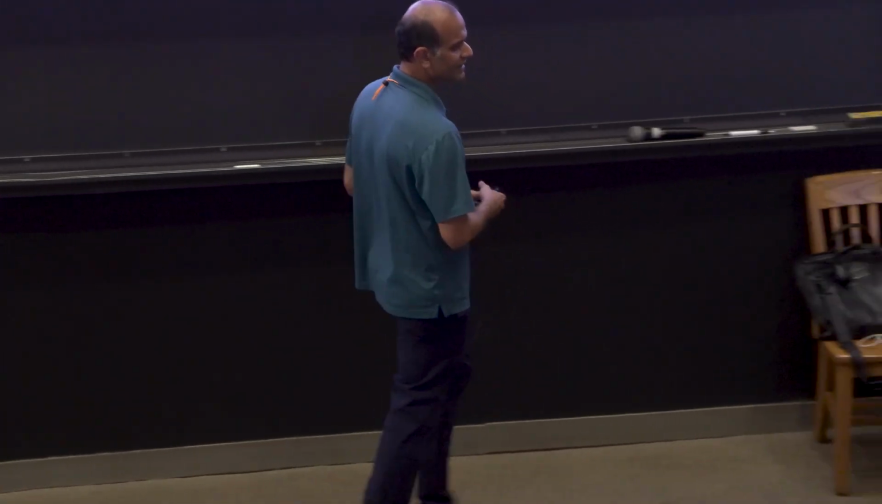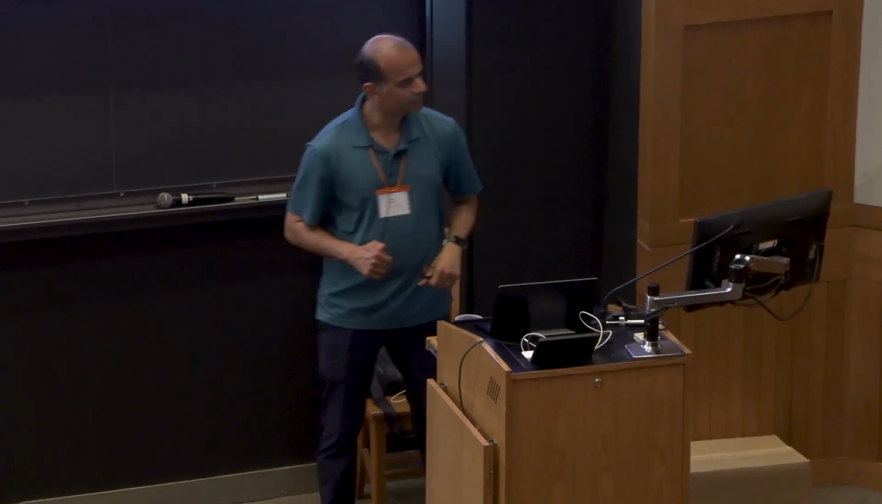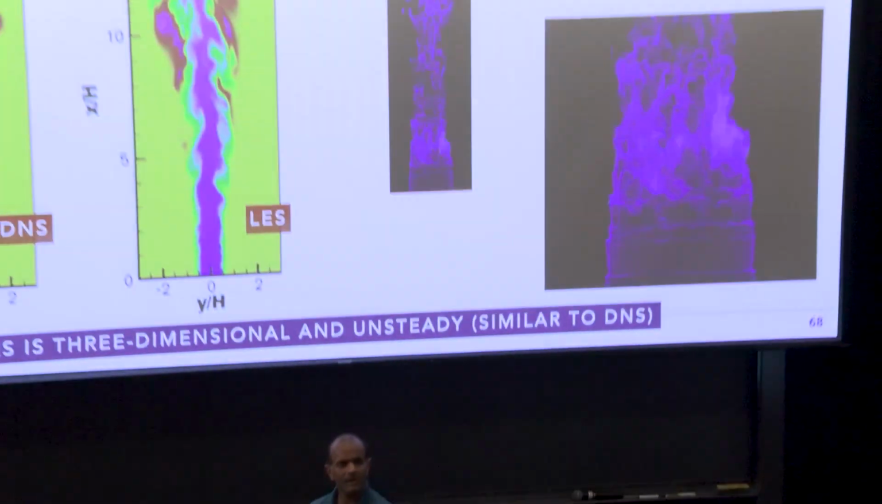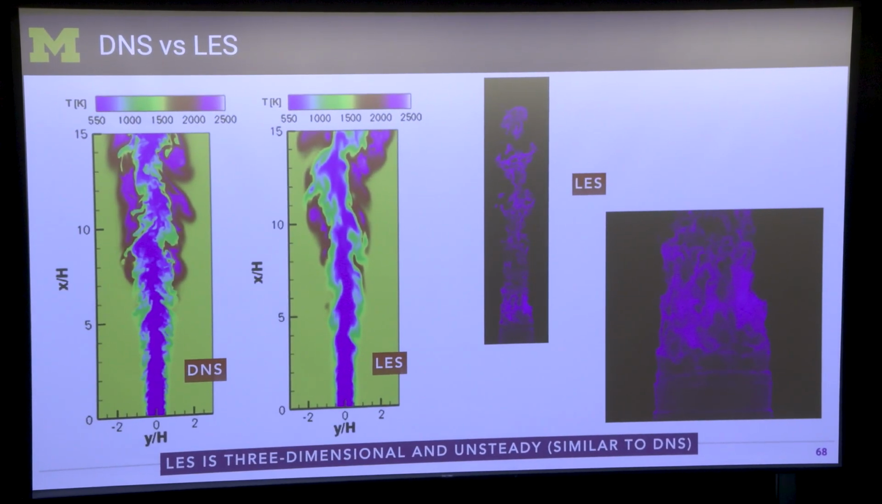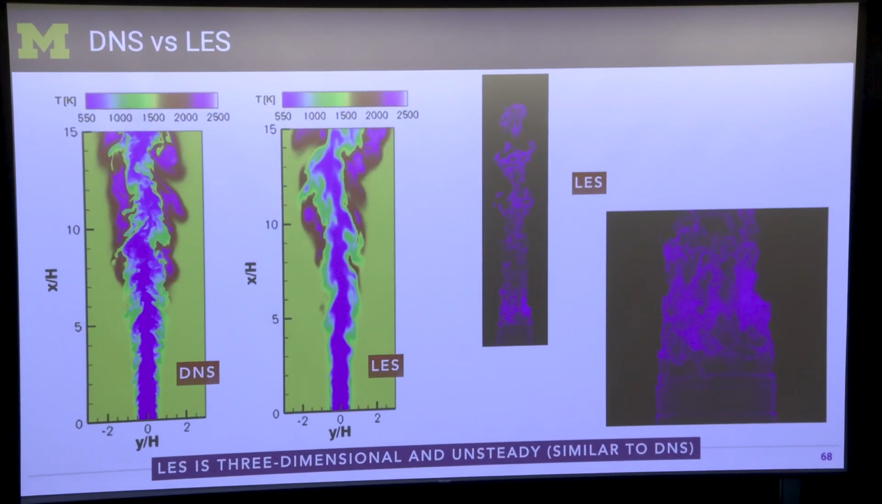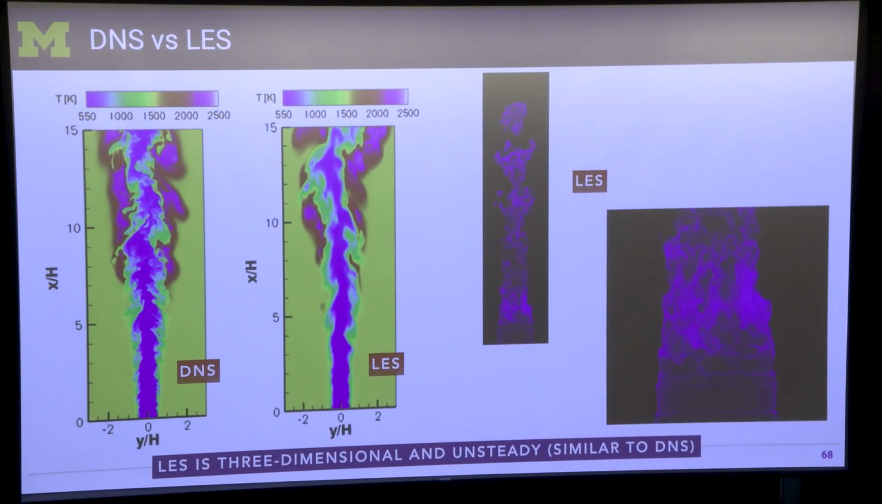But if you go to LES, it's a little different, and you get these pictures. On the left is DNS. That, I think, is from Sandia, from Jackie Chen. In the middle is the LES calculation of the exact same geometry. This is a flame, a lifted flame. The flame is not attached to the bottom. There is fuel coming in through the middle and heated air to the sides. The turbulence mixes them, and then the flame will stabilize at some point. You have to capture the flame stabilization.